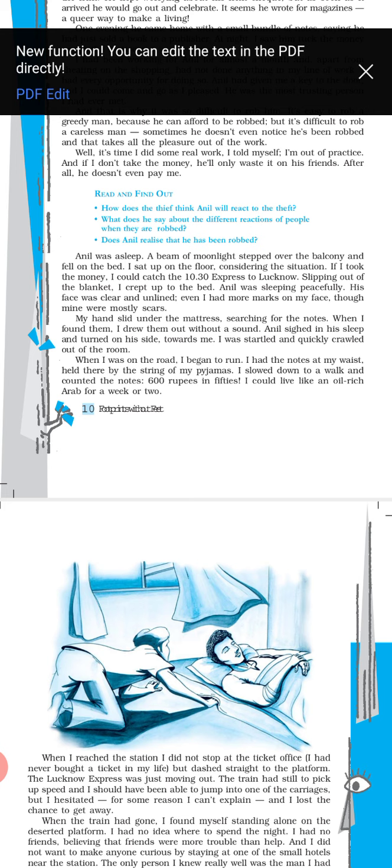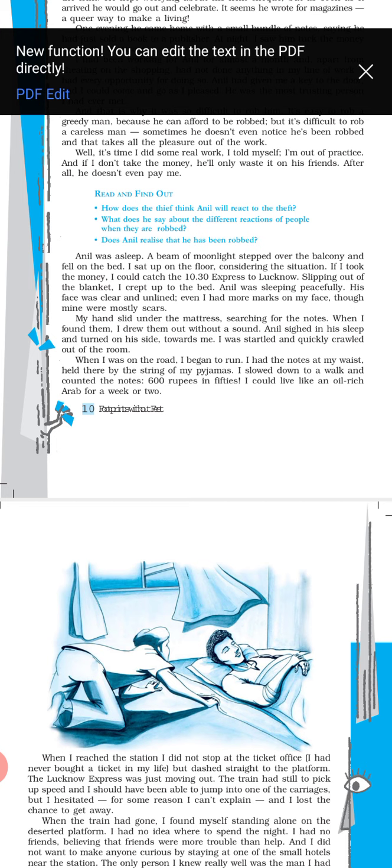If I took the money, I could catch the 10:30 express to Lucknow. Slipping out of the blanket, I crept up to the bed. I think this part we have already done. What did Hari Singh do? He made up his mind that no, I have to steal the money, and if I can run away right now, then I can easily catch the 10:30 express to Lucknow. So what did he do? He crept out from his bed, and he silently moved towards where Anil was sleeping.